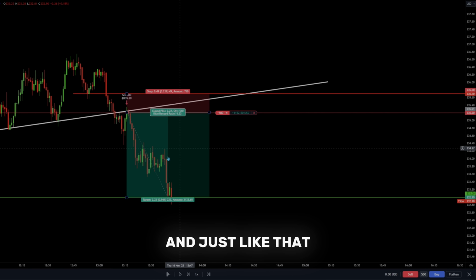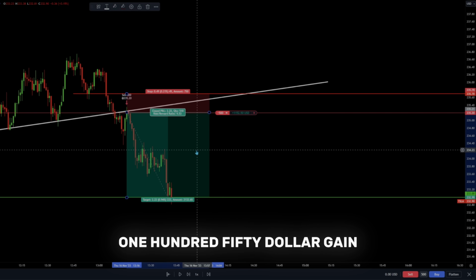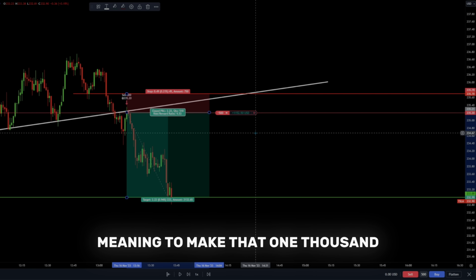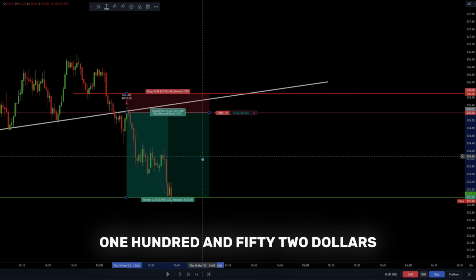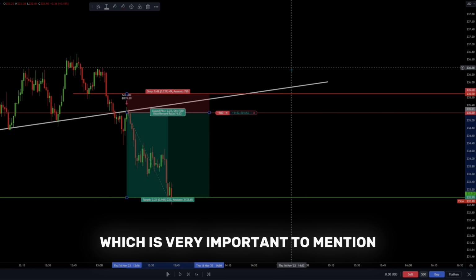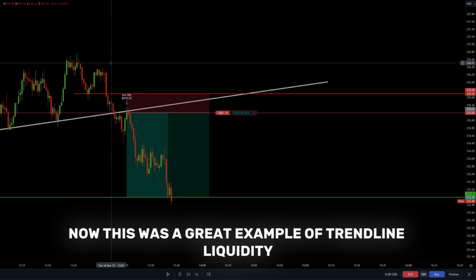And just like that, we hit our profit target for a $1,150 gain. This was a 4.53 risk to reward trade, meaning to make that $1,152, we would have had to risk about $254 on this trade, which is very important to mention: the amount of risk per trade. Now, this was a great example of trendline liquidity.